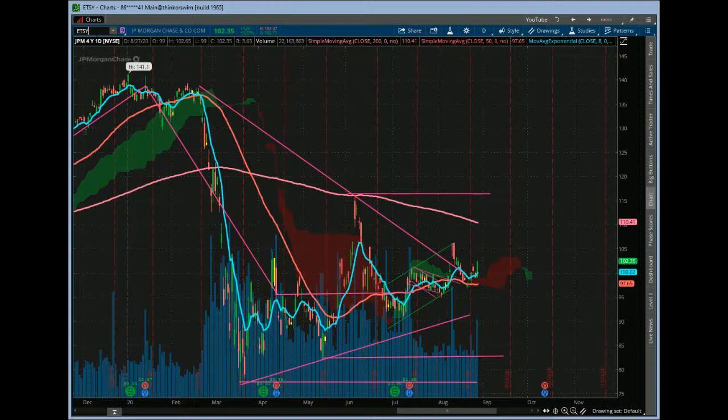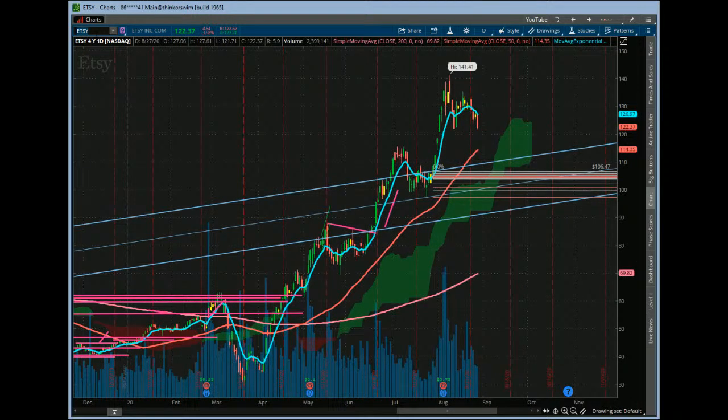And then Etsy. Etsy, not so good, right? It's kind of breaking down at a lot of these levels right here. It does have decreased volume, and it's right at some support levels. But if it does break down any farther, we might see a push down here to fill these gaps. So I'm actually going to put that on the bearish radar for tomorrow and see how that goes. So that's Etsy.